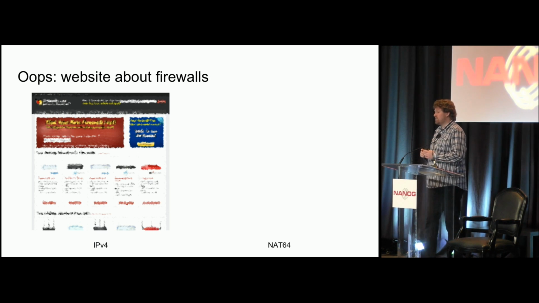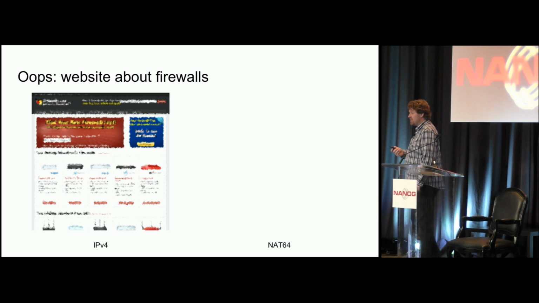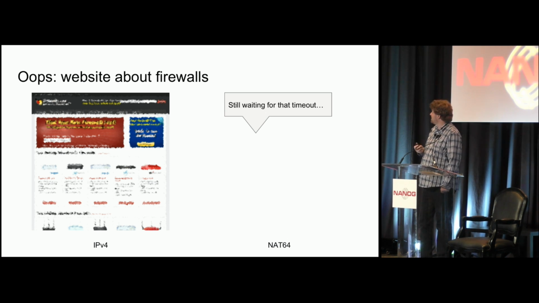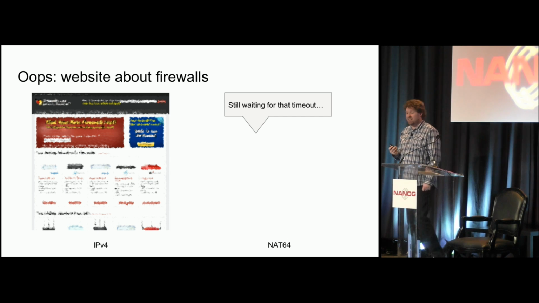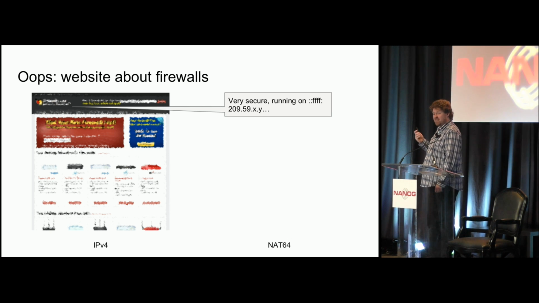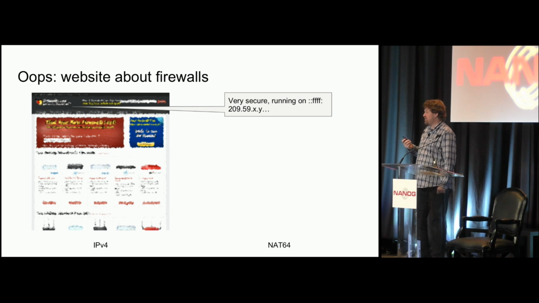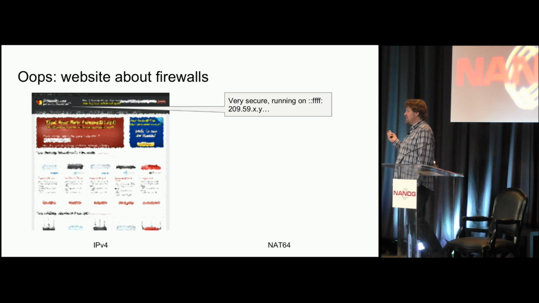I'll show you some examples of different cases where websites break and the different scenarios. This one, for example, is a website about firewalls. Still waiting for the timeout. Nothing's happening. And actually, it turns out that this website is really secure on v6 because their quad A record is ::FFFF: some IP address. So on v6, it will never work.